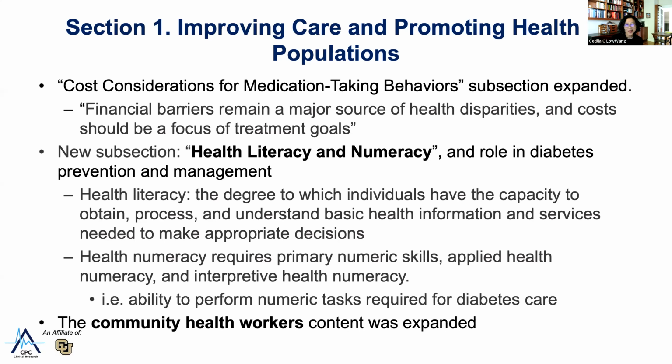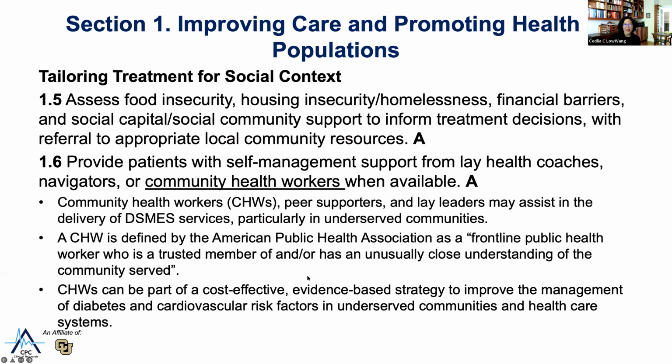And then the really cool thing is that in section 1, the community health workers content was expanded. So I'll tell you a bit more about that. So in terms of tailoring treatment for the social context, I mentioned cost is one, but then also the importance of assessing food insecurity, housing insecurity, homelessness, financial barriers, and then trying to figure out what support there is to inform our treatment decisions, and then referral to appropriate local community resources.